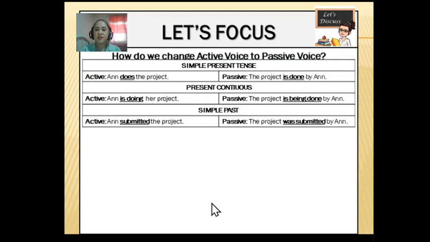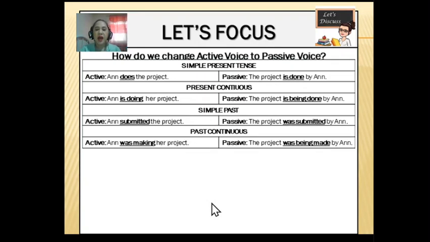Okay. Next, changing past continuous active to passive. Anne was making her project. Here, was making was transformed into was being made. So again, we have the linking verb was. Why was? Because we are in the past tense. Being, we have the verb be because it's a continuous form. And made, which is the past participle of the word make.